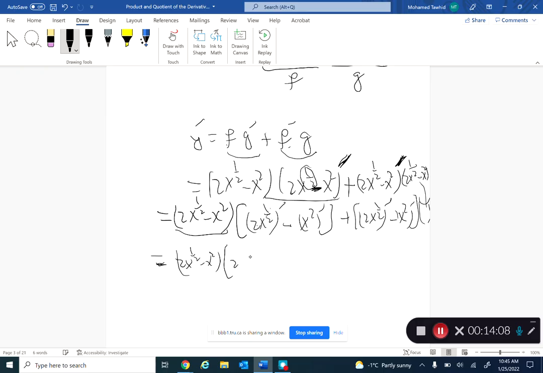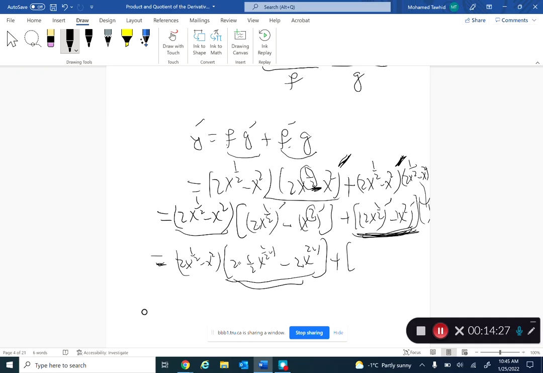What is the derivative of this? It will be 1 over 2, x^(1/2 minus 1). Here, what is the derivative of that? 2. That is your n. 2x^(2 minus 1). Close the bracket. And here, remember, this derivative is exactly the same as this one, so I copy that here.